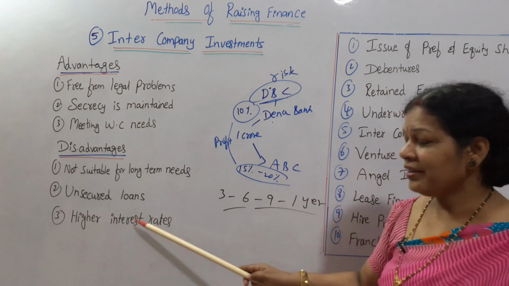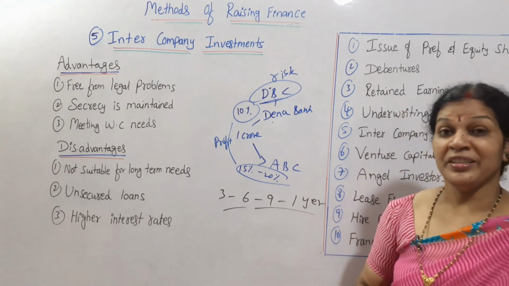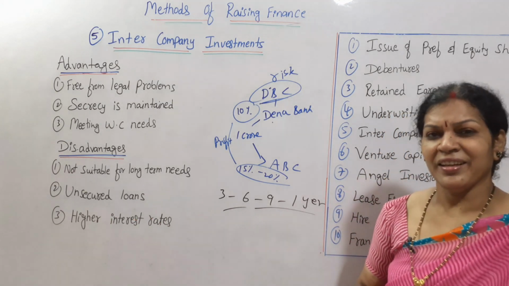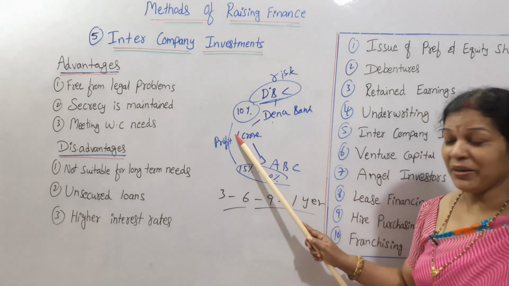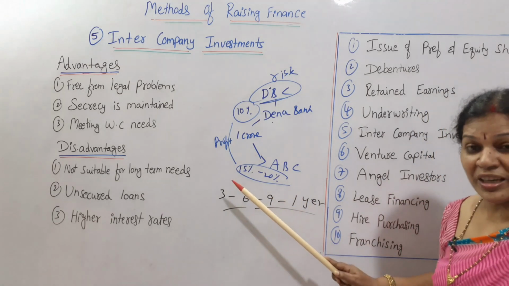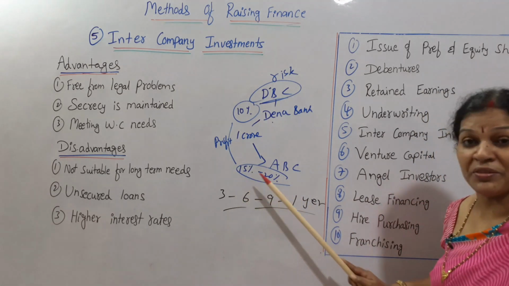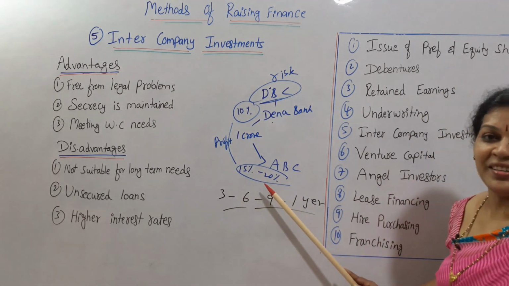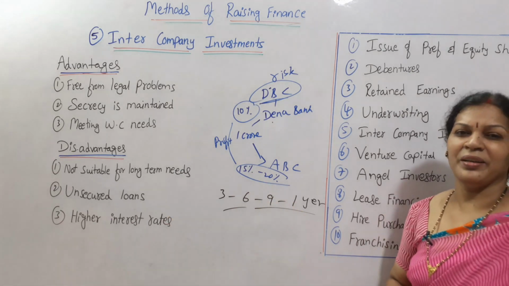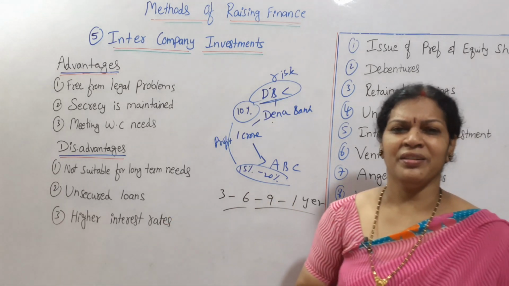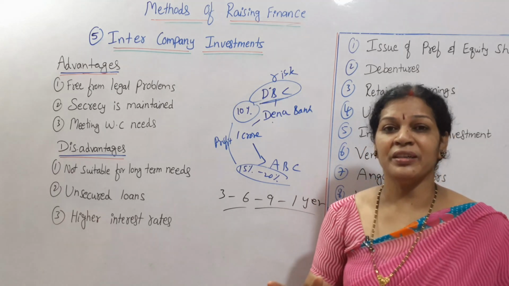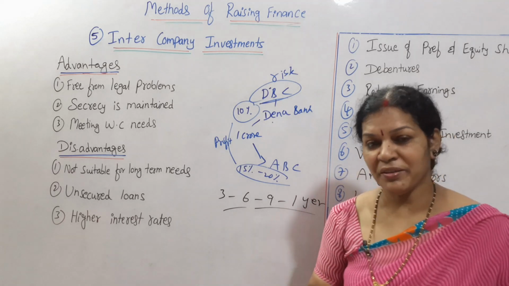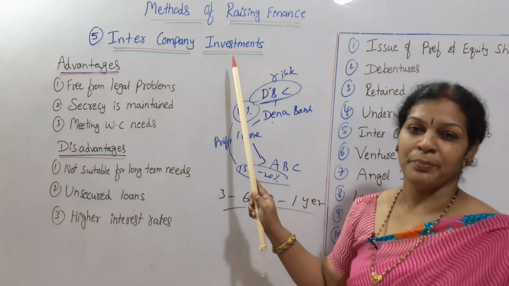And the next one, higher interest rates. Interest rates will always be high. Suppose the company is charging, as I said, 10%, but when we put our investment in another company, we may charge 15% or 20%. So this is high, no? So rates will always be high. But temporarily, when you want things to be done and you have to meet current problems, then the better way is going for intercompany investments.